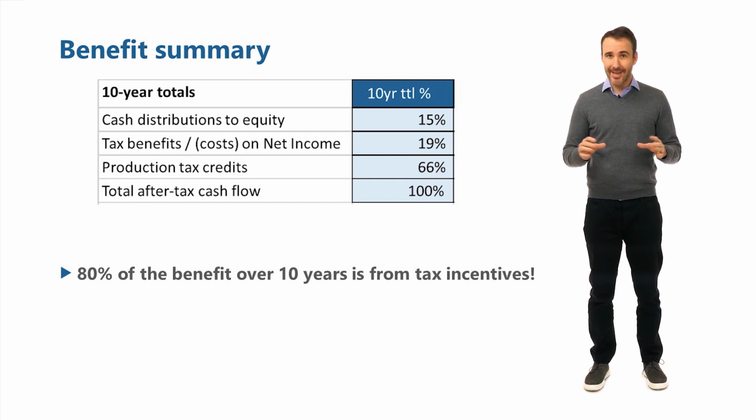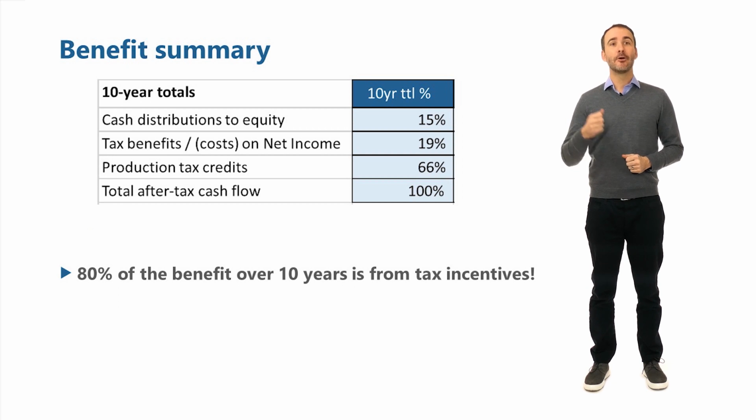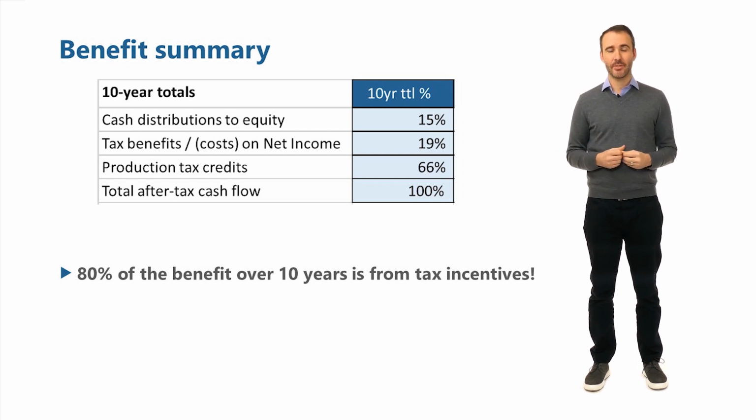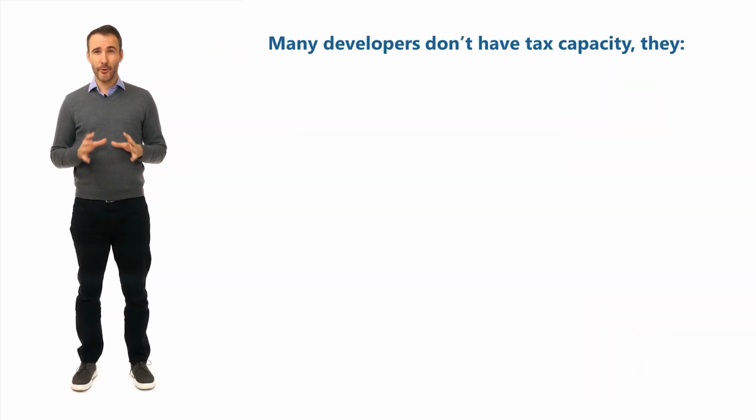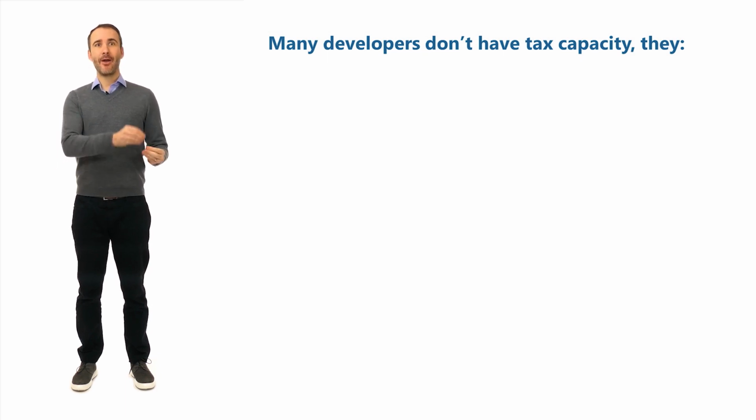Because there is a time value of money, it's also critical to be able to use the tax credits and tax losses immediately when they are incurred. Efficient taxpayers can use losses from renewable energy projects to offset positive earnings from other profitable businesses and use tax credits to reduce their tax bill. However, most developers of renewable energy don't have tax capacity, so they are left with a few options. Number one, they could carry the losses and the tax credits forward until they have positive earnings, which is inefficient.